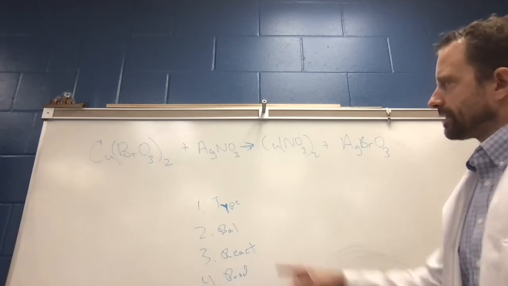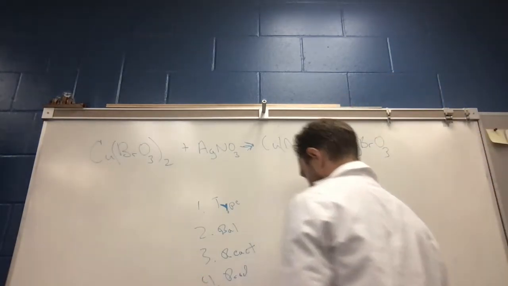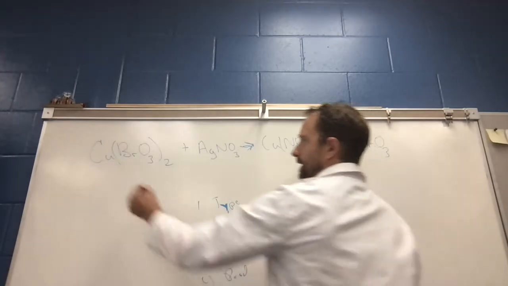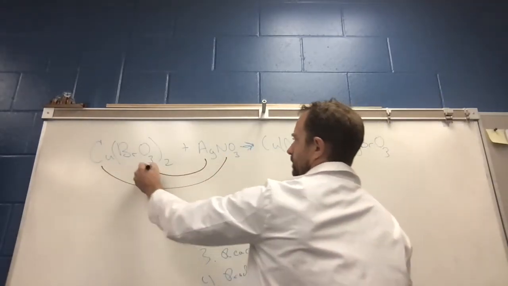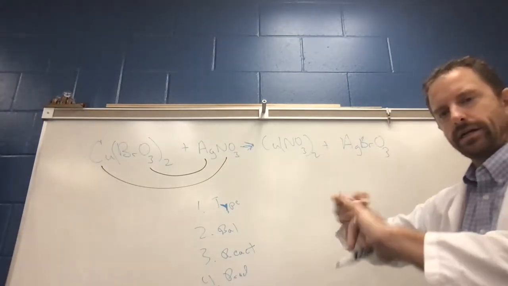So as I look at the type, this is going to be double displacement, right? Because you can see we are trading partners. We have a copper compound, and now we have a new copper compound. We have a silver compound, and now we have a new silver compound, right? So they are trading partners.